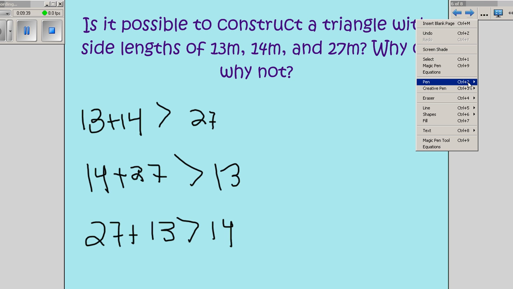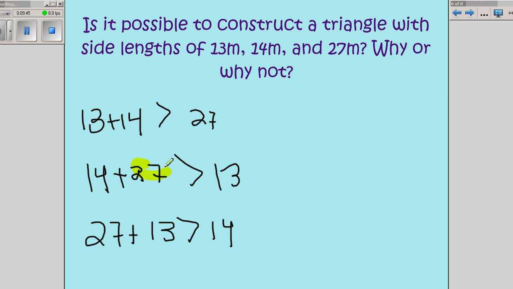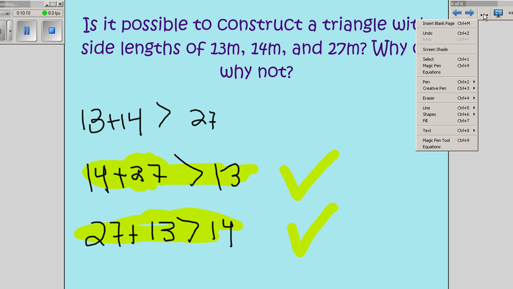And looking at this, you might start to notice a couple patterns with it. If I have 27 on the left-hand side that I'm adding, I already know that 27 is greater than 13. So anything I add to 27 should be greater than 13 as well. So we can say that yes, the second one works here. 27 plus 13, similarly, is going to have to be greater than 14 because 27 on its own is greater than 14. So we can say this one works as well.